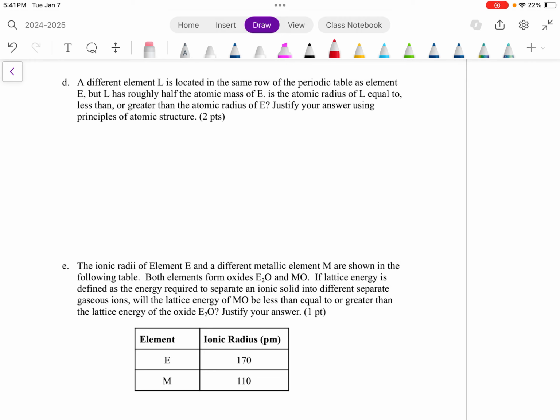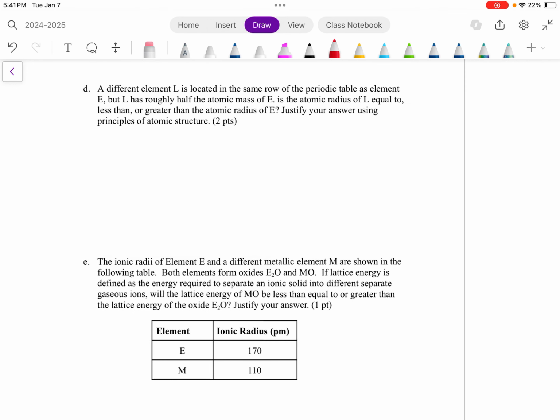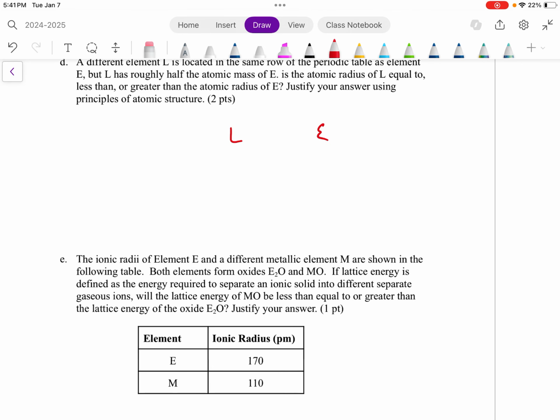Okay. Different element, L, in the same row of the periodic table. So in other words, we have L and then E in the same row. L with half the atomic mass. Is the atomic radius of L equal, less, or greater than the atomic radius of E? The answer is greater than. Lead with that. It's greater than.